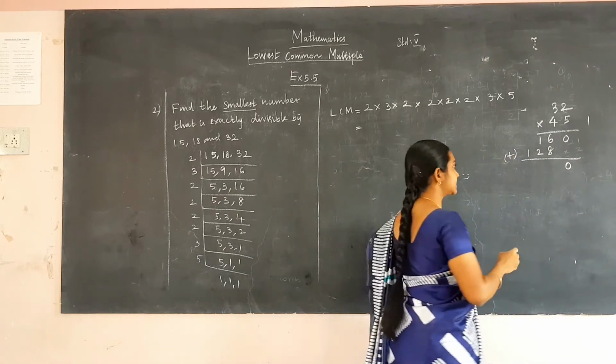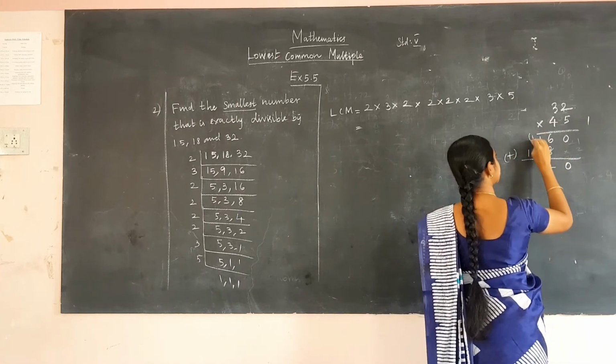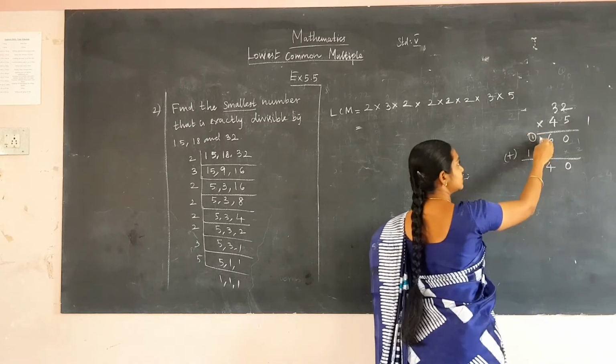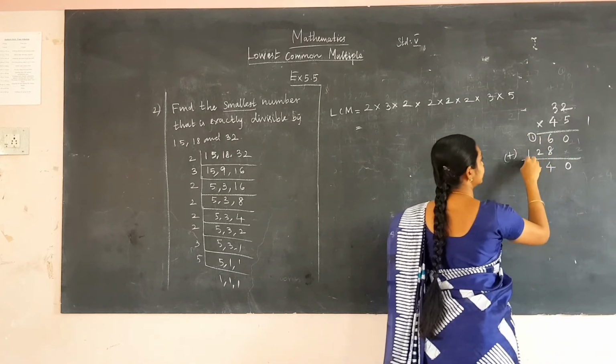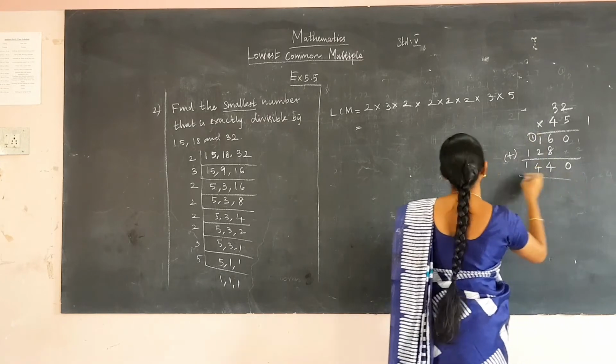8 plus 6 is 14. Carry 1 to the next place. 1 plus 1 is 2. 2 plus 2 is 4. And here we don't have any number, so write 1 as it is.